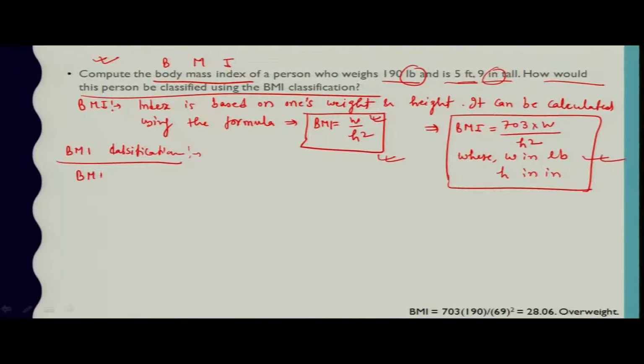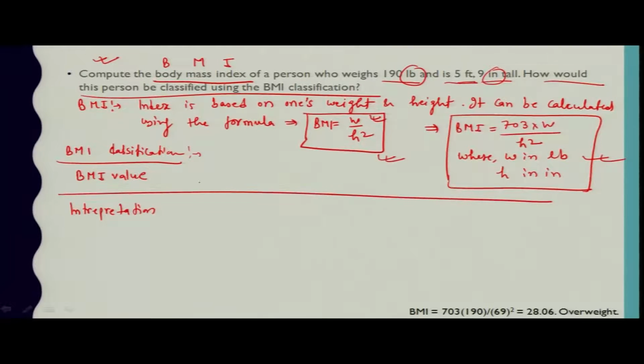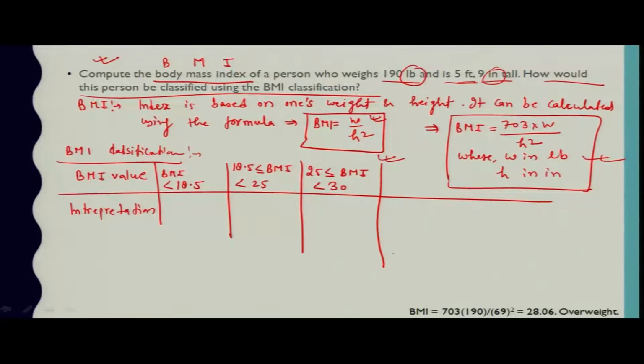So here I am giving you BMI value and its interpretation. So if BMI is less than 18.5, if BMI is in between 18.5 to 25, if BMI is in between 25 and 30, and if BMI is between 30 and 40. So what could be the interpretation?